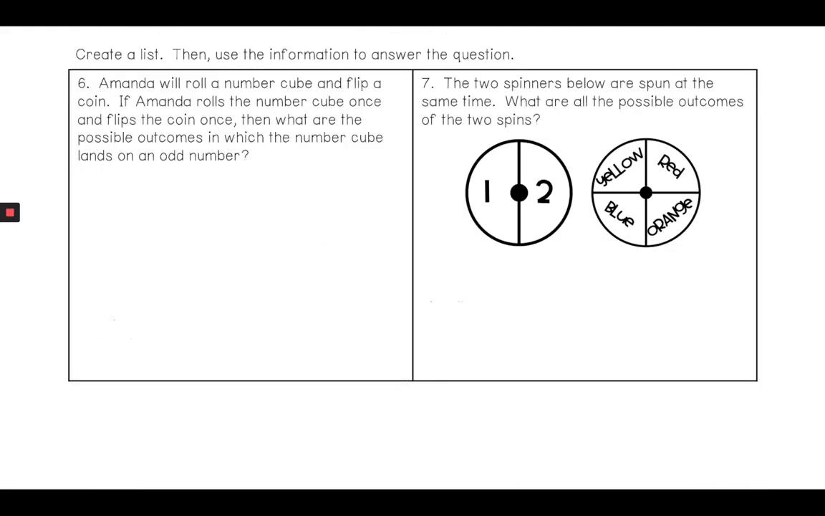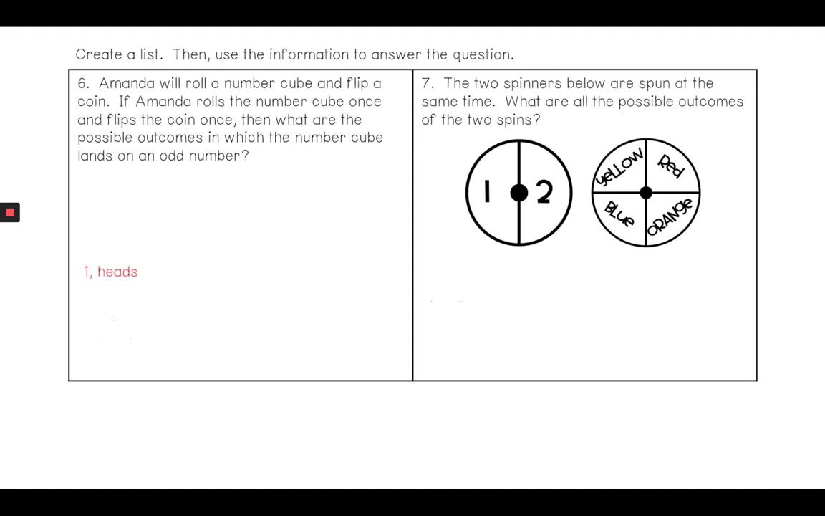Okay, next question. We're going to go ahead and create a list. When we use this information to answer the question, then we'll use it. So it says Amanda will roll a number cube and flip a coin. If Amanda rolls the number cube once and flips the coin once, then what are the possible outcomes in which the number cube lands on an odd number? So in this scenario, all I care is that it's an odd number. So on a number cube, the only odd numbers that are listed are 1, 3, and 5. So I would go ahead and list the possible outcomes because it doesn't say how many total. It wants to know what are the possible outcomes.